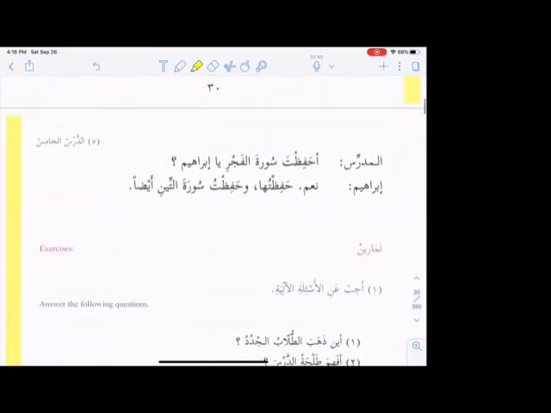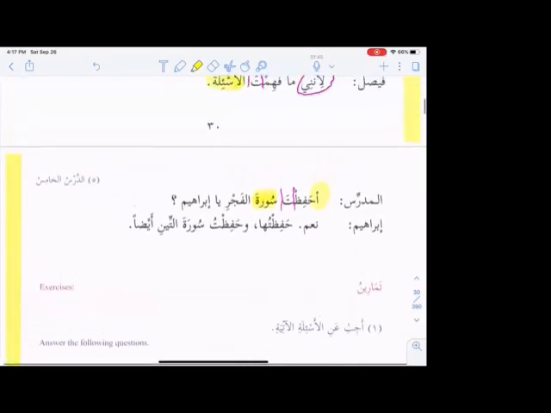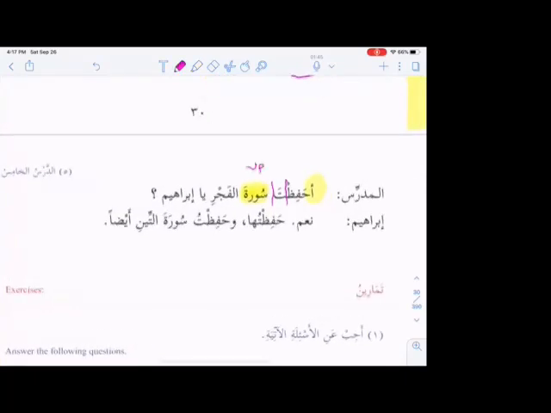Al-Mudarris: Hafizta Surat al-Fajri ya Ibrahim? See, this is a question. Hafiz, fi'al, ta, fa'il. Now the verbs are different. Mostly there will be different verbs, and they will all be transitive verbs. They will have maf'ulun bihi. Surata. Why surata? Hafizta surata. Maf'ulun bihi, and it is mudaf, and this is mudaf ilayhi, majroor, ya Ibrahim.